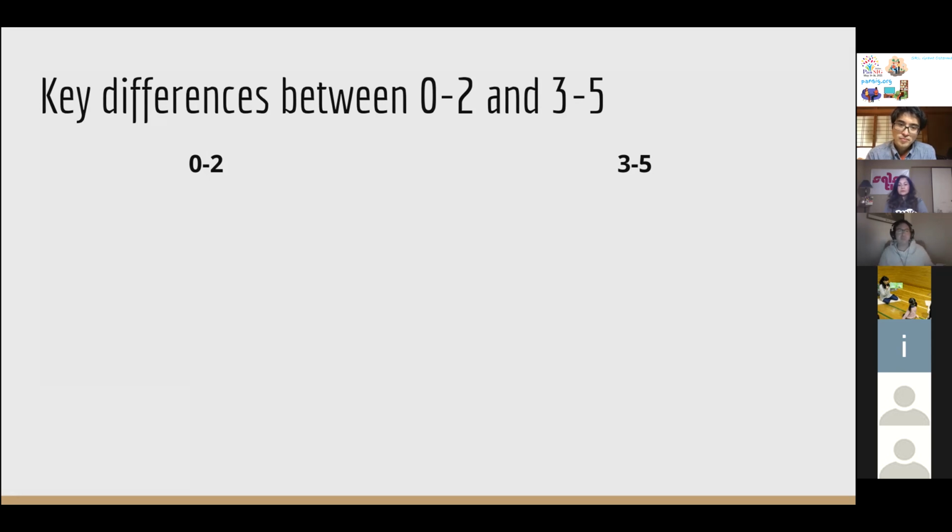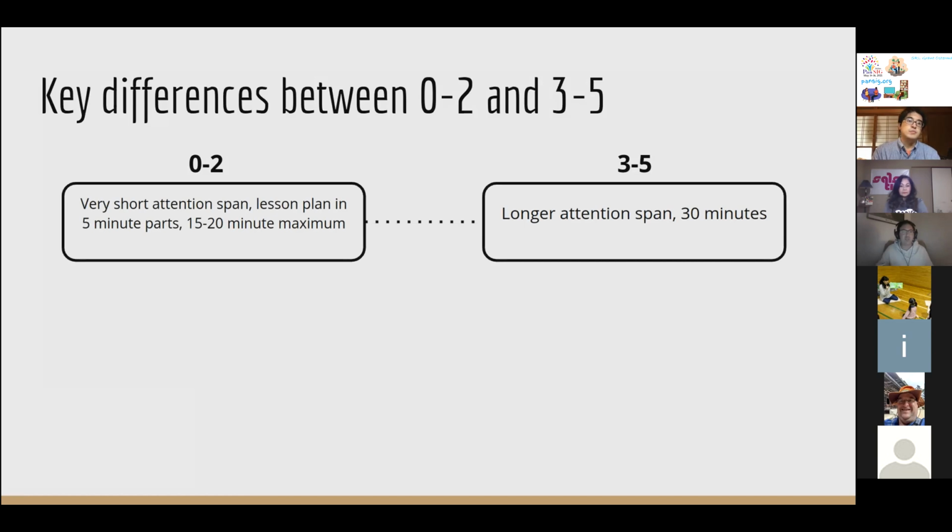Some of the differences between the 2 ages that I always think about when planning things out: the youngest kids have very short attention spans, so I never teach them for more than 20 minutes. Over 20 minutes and it's done. I plan my lessons in 5-minute blocks, 5 minutes of a song, 5 minutes of a book, 5 minutes of a game, to keep their interest.